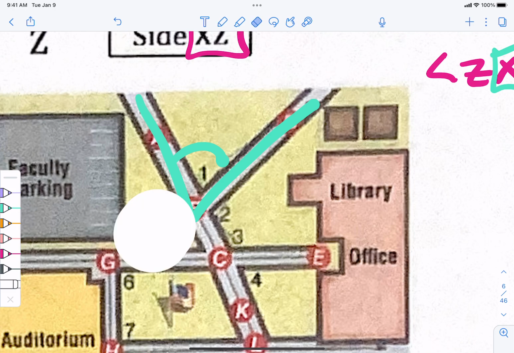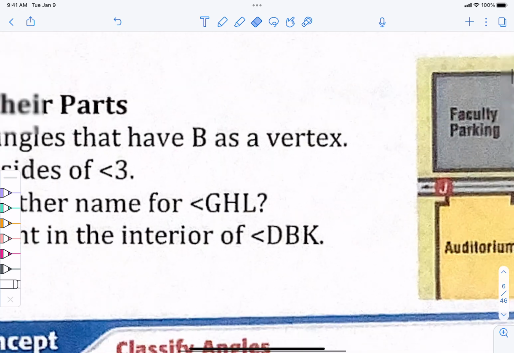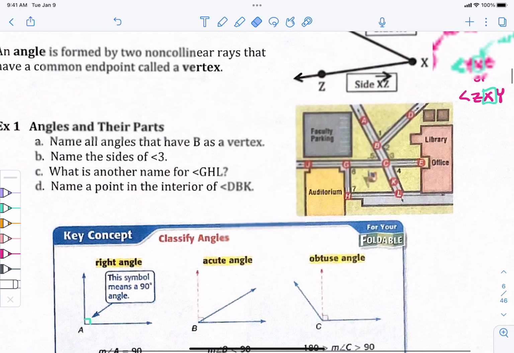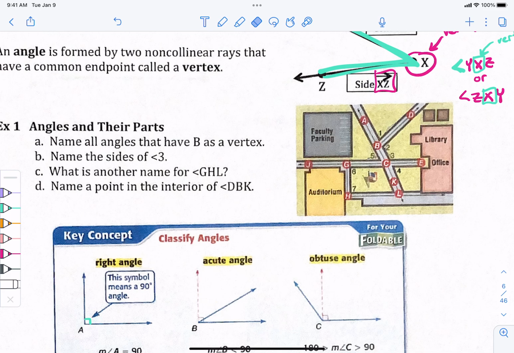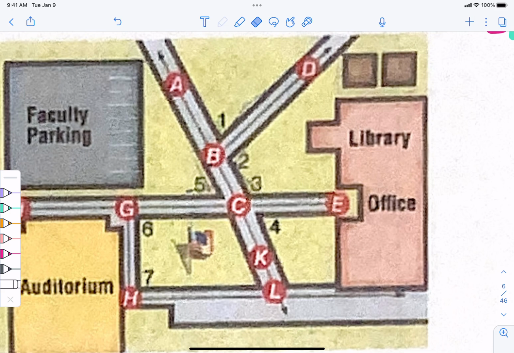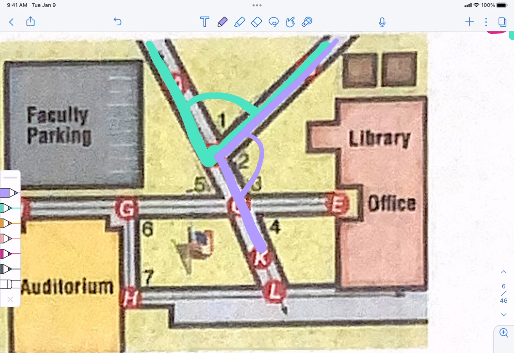Okay. So they're just going to ask you questions about this diagram over here. It's maybe hard to see on your paper because it's in black and white, but bear with me. It says name all angles that have B as the vertex. Okay. So B is this guy right here. What's one angle? Angle 1, right? Angle 1 is that guy. So this angle. And angle 2. Angle 1 and angle 2. We can call them that, right?